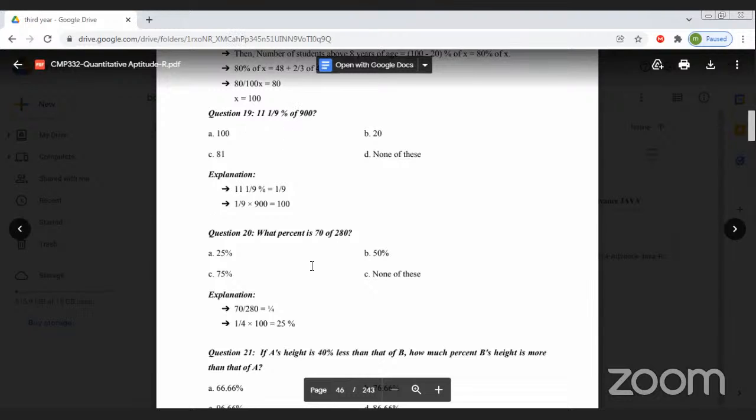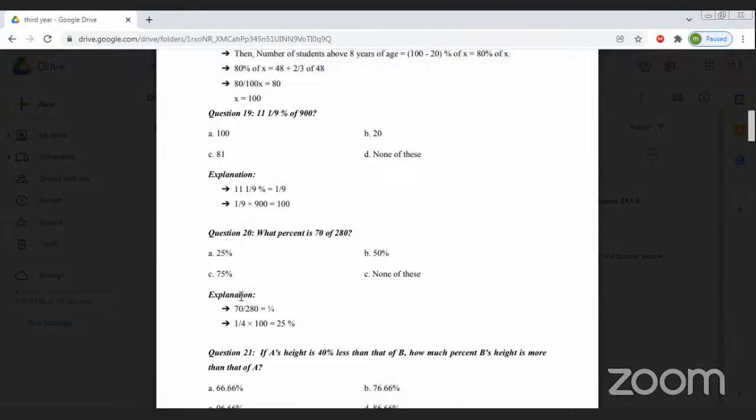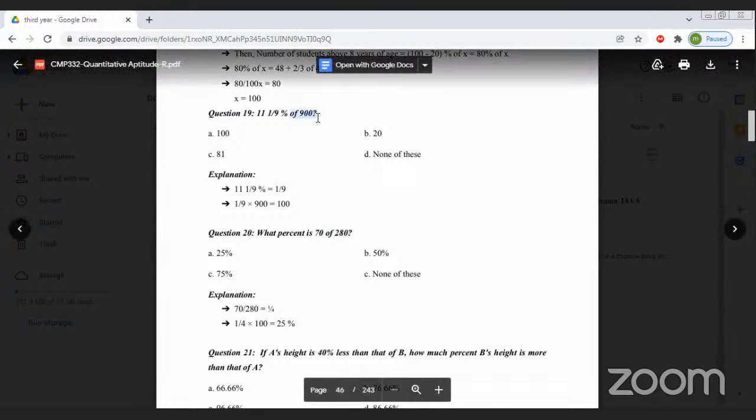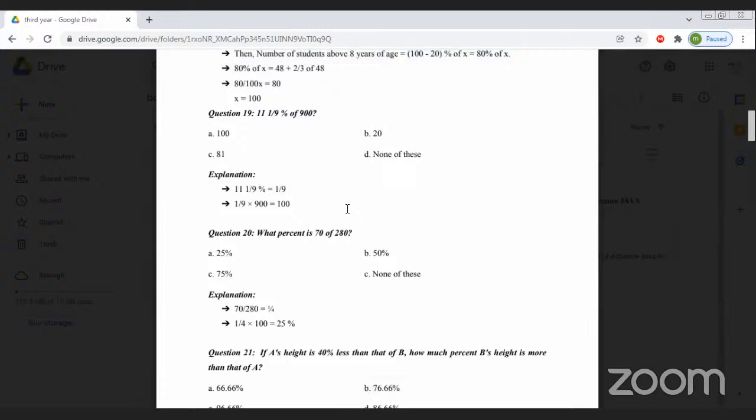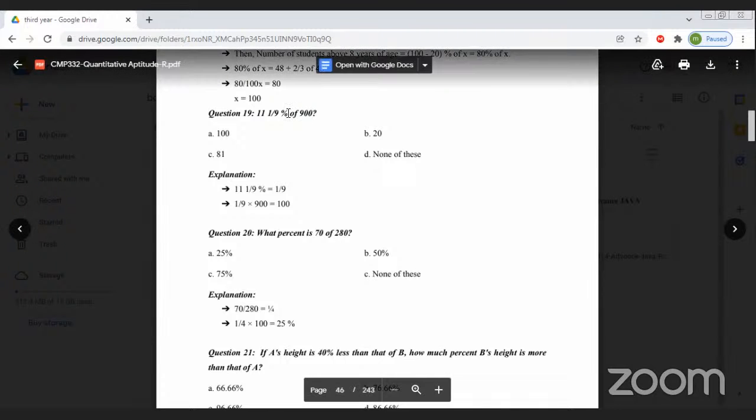See this type of sum. What percent is 70 of 220? In "70 of 220", whatever term comes after "of" should go to the denominator part. And the part before it remains your numerator part.